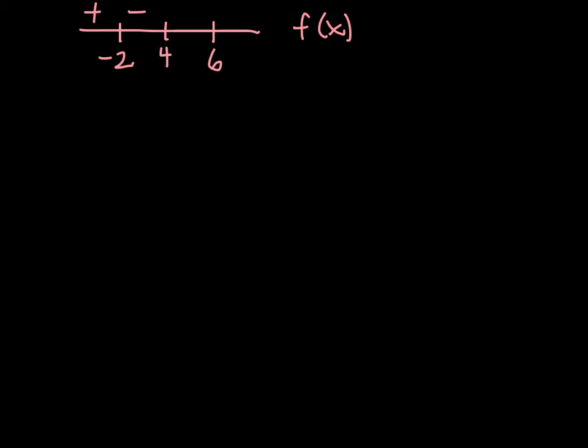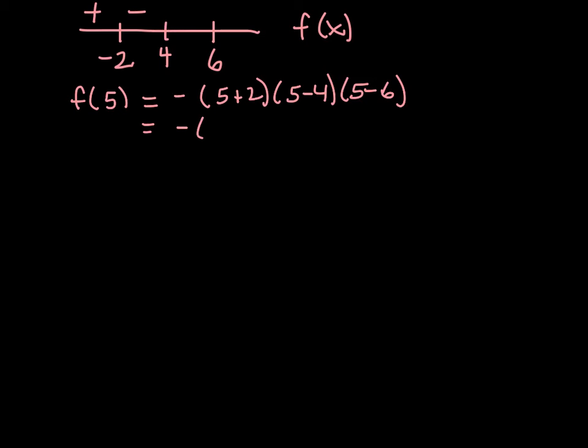So now let's pick something between 4 and 6. So 5 seems like a pretty good option, right? So we're going to put in 5 plus 2. Then we're going to do 5 minus 4. And then we're going to do 5 minus 6. Oops, that's a 6. All right, so I have a negative times a positive times a positive times a negative. So when you look at all of that, that will give you a positive.